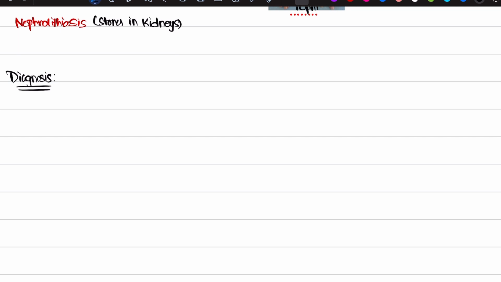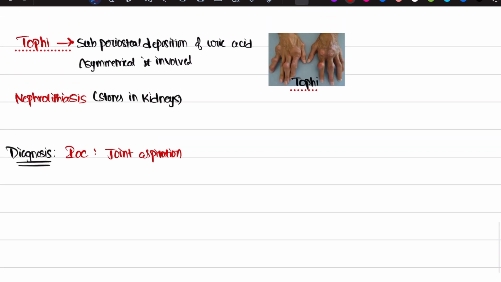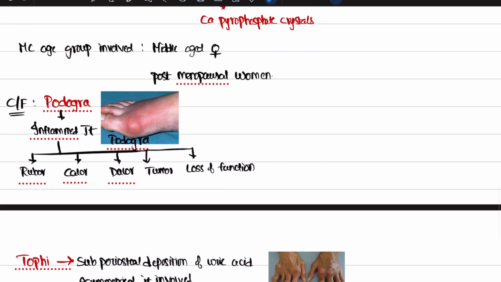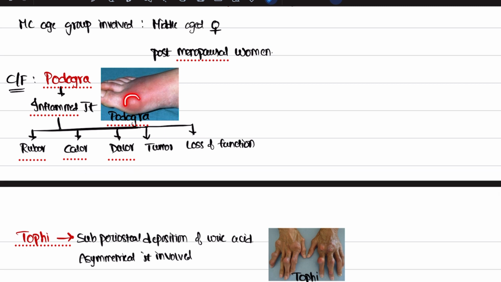Under the heading of diagnosis, what is the investigation of choice we are going to do? The investigation of choice for gout is joint aspiration. So, what does joint aspiration mean? See, here there is podagra. We just insert a needle here and take the fluid from this area. That is an inflammatory fluid.